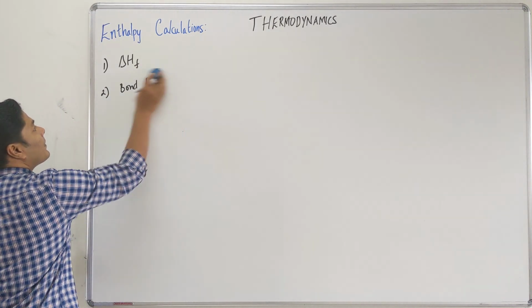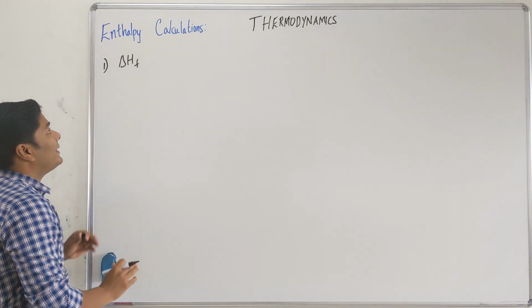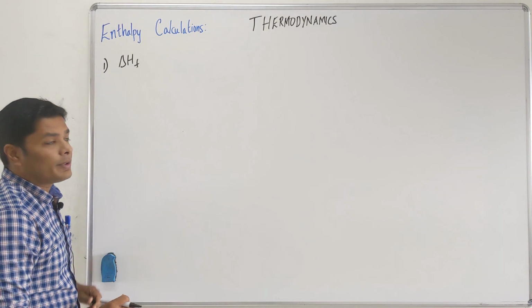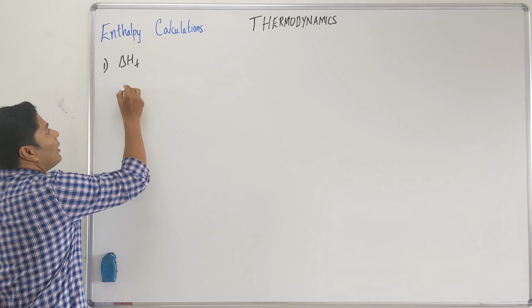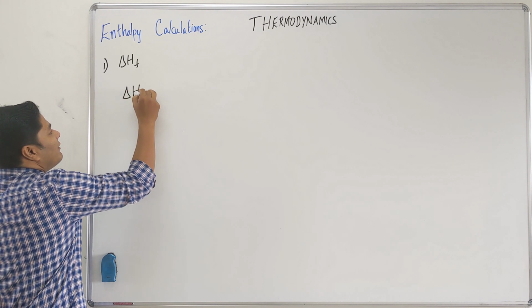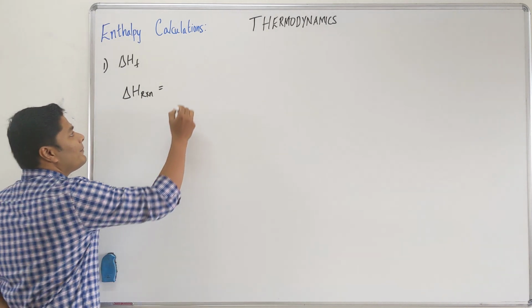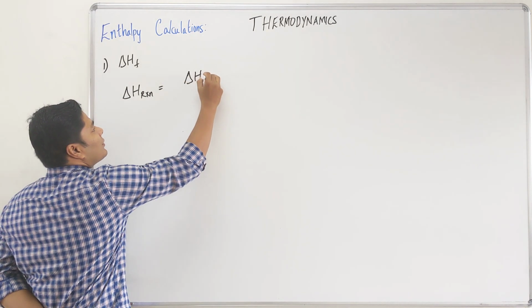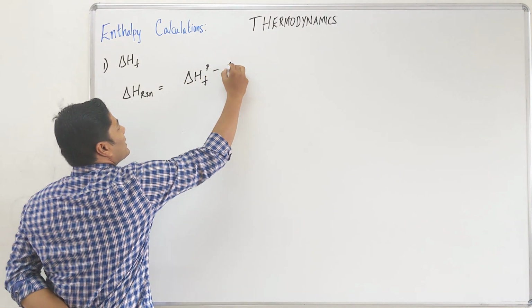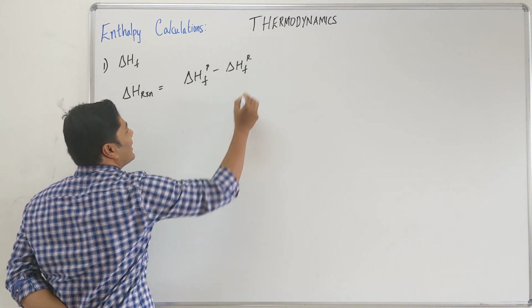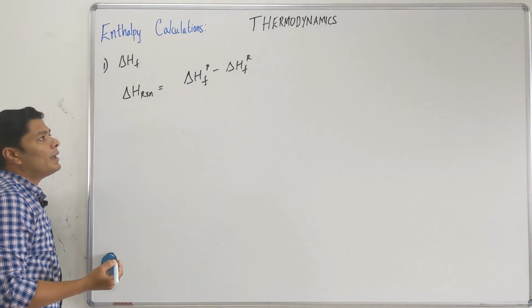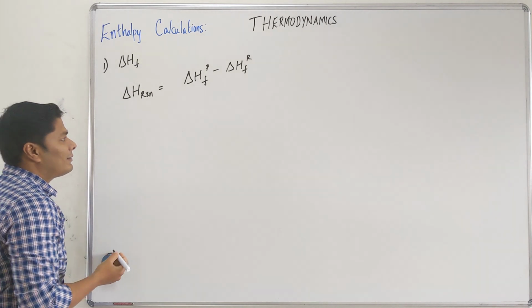First, we'll go with calculation of enthalpies through heat of formation. Okay. Now, delta H of a given reaction can be calculated very simply from delta H of heat of formation of products minus delta H of heat of formation of reactants. That's all. Okay, one of the easiest calculations.